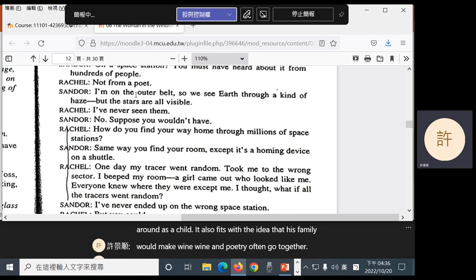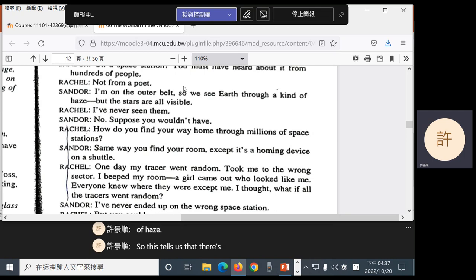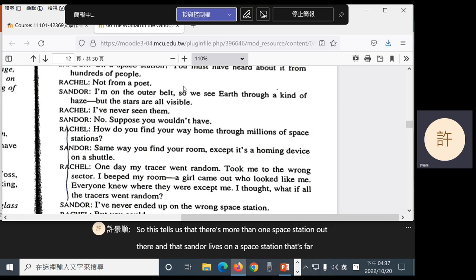Sandor, I'm on the outer belt, so we see Earth through a kind of haze.